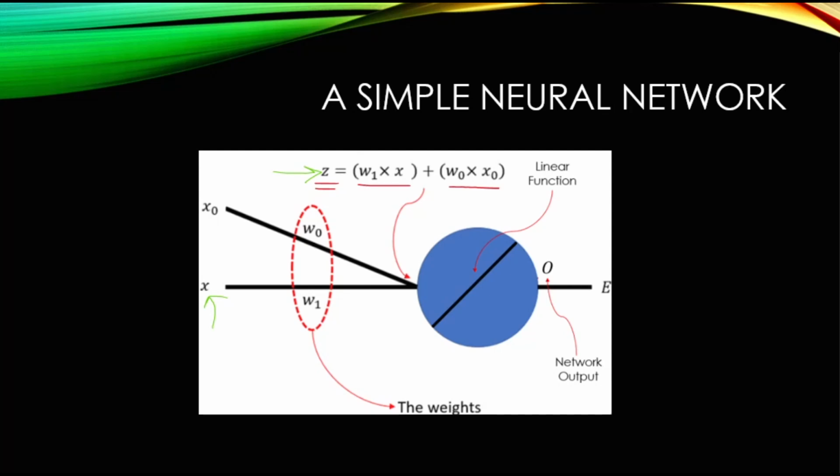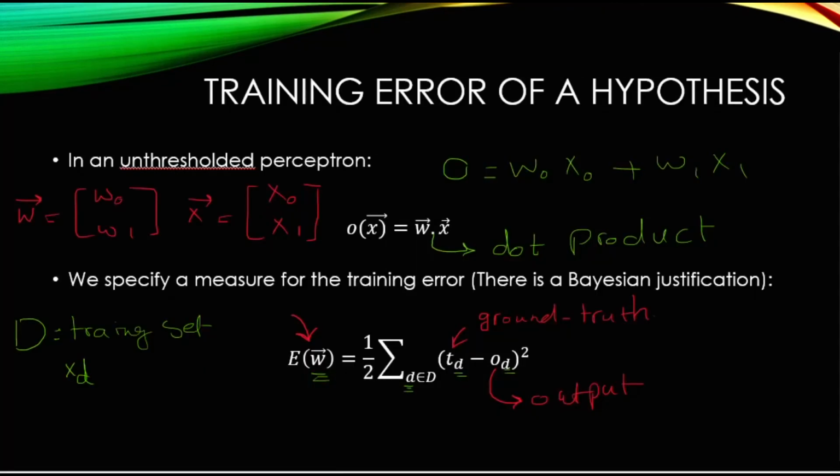But remember, error is nothing but a measure of distance between your output and the ground truth. So how do we measure that distance? T of D would be the ground truth for the d-th training example in your training set. So T of D is what we would like our neural network to produce as the output. However, it produces something else most of the time, and that is represented by O sub D. Now, O sub D is the output of the neural network if X of D was the input.